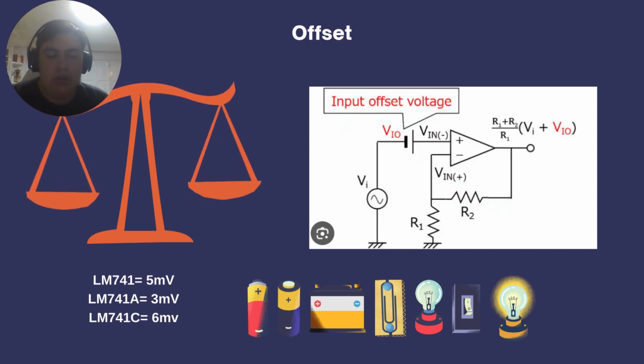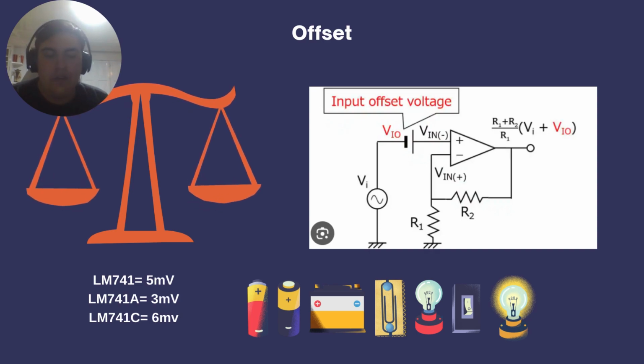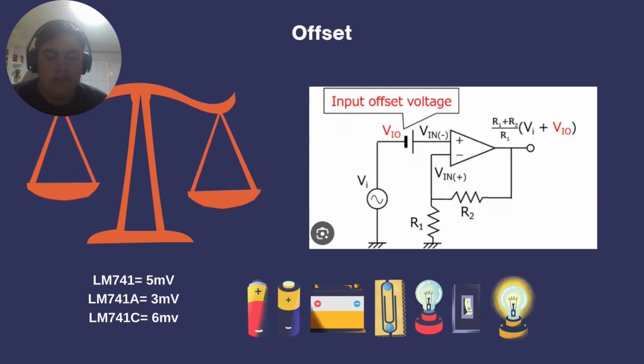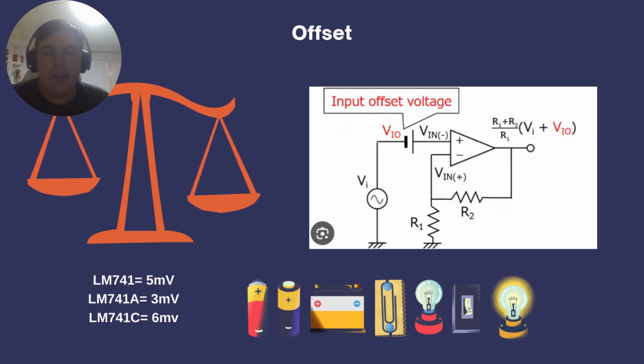They can have an offset voltage, a small voltage at the output even when the inputs are at the same level. This offset can arise due to component mismatch within the op-amp. Understanding and minimizing offset is crucial for achieving a perfect amplification.